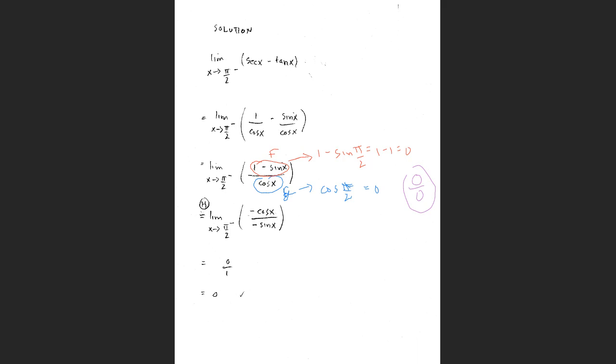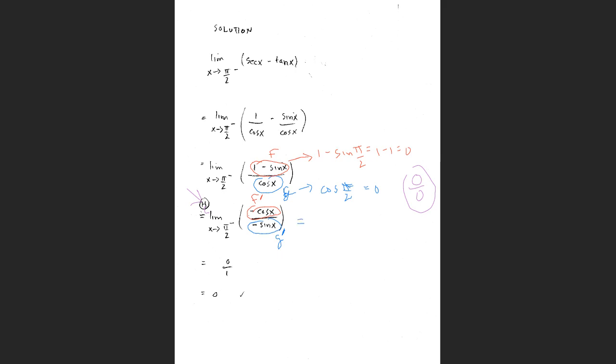You can apply L'Hopital's rule, and that's what I do right here. L'Hopital's rule says the limit of the ratio of f divided by g is just the limit of the ratio of f prime divided by g prime. Well, the derivative of 1 minus sine of x is minus cosine of x. So that's your f prime. And the derivative of cosine of x in the bottom is negative sine of x. So that's your g prime.